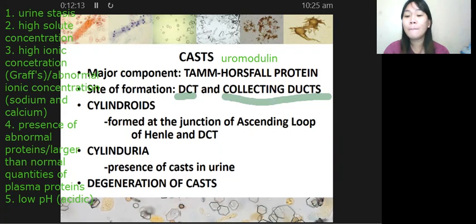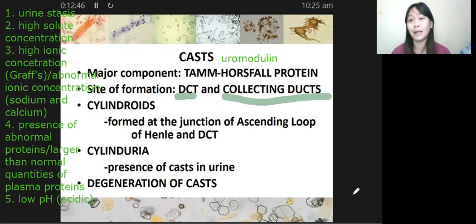Sige, pag-isahin po natin yung alam natin. Ano ang alam natin? Alam natin na ang formation of your casts will be enhanced by an acidic pH, by high ionic concentration, and by high solute concentration. So alam natin na mga factors yan which will contribute to the formation of your casts.